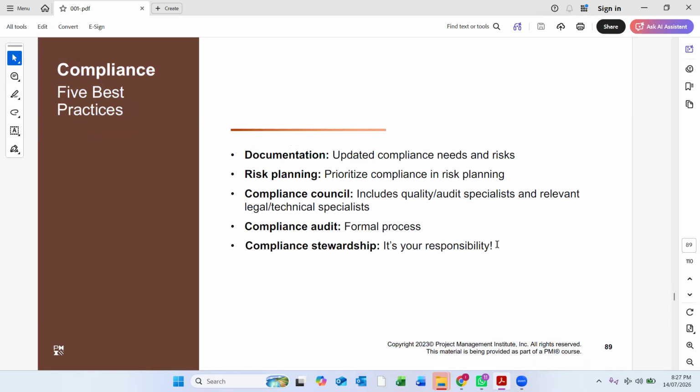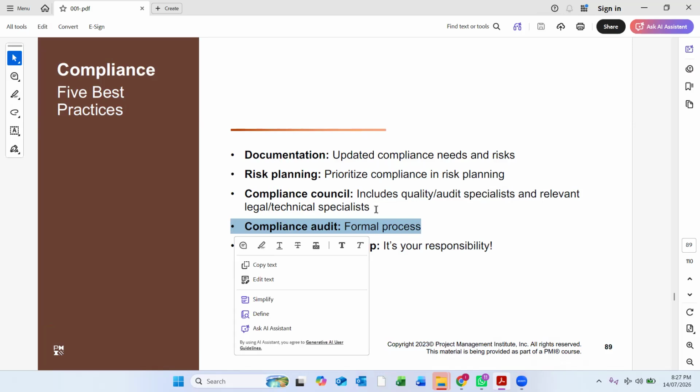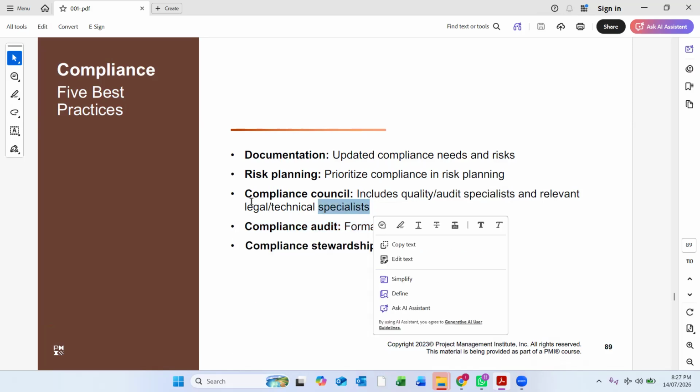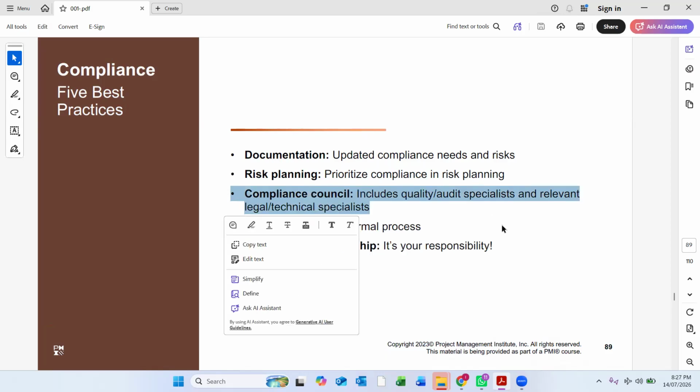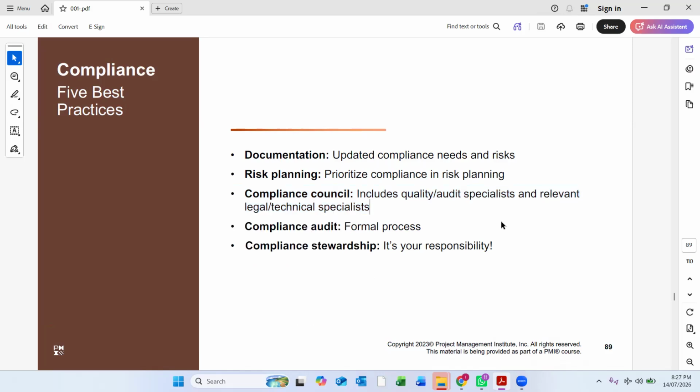Five best practices for compliance: documentation, risk planning, compliance audit, compliance counsel, and compliance stewardship. Compliance stewardship is actually your responsibility. Audit is a formal process in terms of documentation, how the team members are there and what the processes are. And compliance counsel is the one who is auditing the project, maybe third-party audits or audits from within your organization.